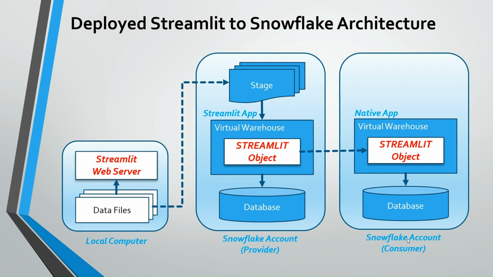The second scenario is a bit more complex because, yes, you continue uploading your files into a stage, but you'll have to create an application package and an application first. Within that application, you create a Streamlit object. Why this? Because later on, you can deploy this application, you can share it with other Snowflake accounts. These Snowflake accounts, called consumers, they will execute the replicated Streamlit object, which is part of the application, into their virtual warehouses.